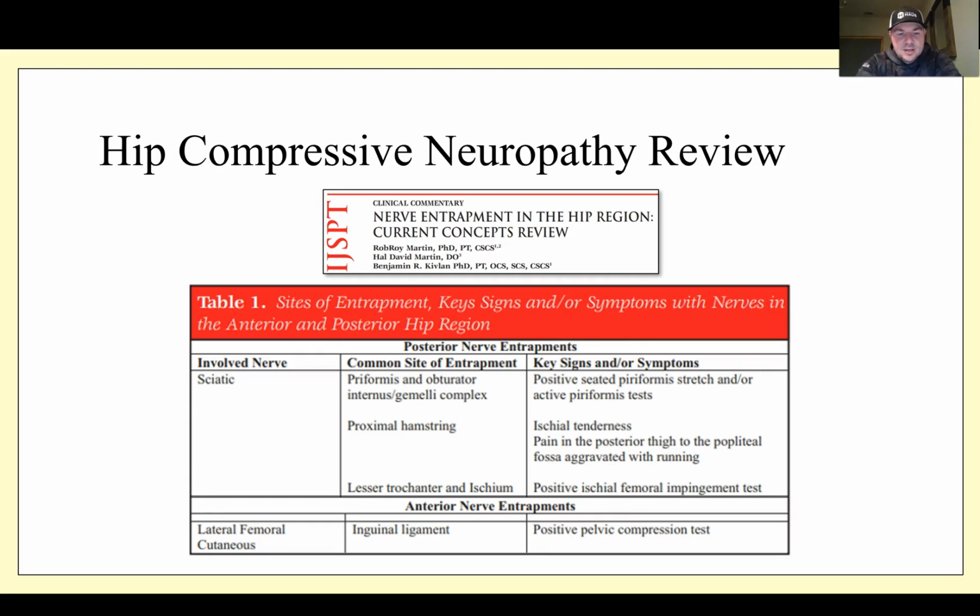But the piriformis and the lateral femoral cutaneous nerve compressive neuropathy conditions, those are the two that I want you to know for your exam and things like that. Those are probably the most common. But this clinical commentary by Martin et al. goes over other ones as well, so you can look that up.